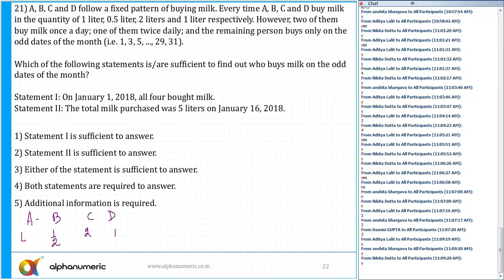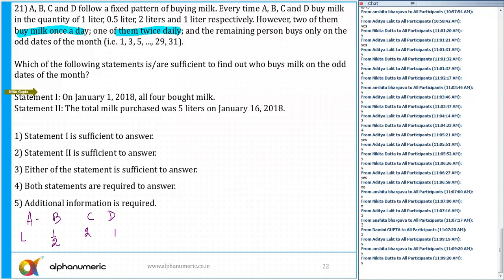However, two of them buy milk once a day. One person bought twice daily, and the remaining person buys only on the odd dates. Which of the following are sufficient? It says on January 1, 2018, all four bought milk. So can we identify this? No, because we do not know which person has bought twice. So the first statement is not sufficient.